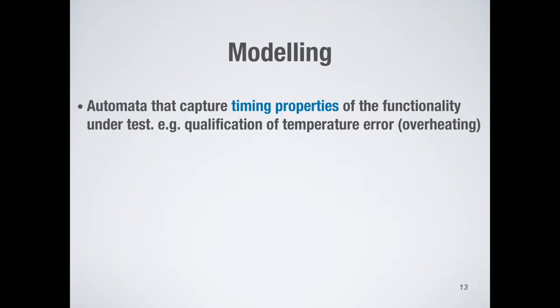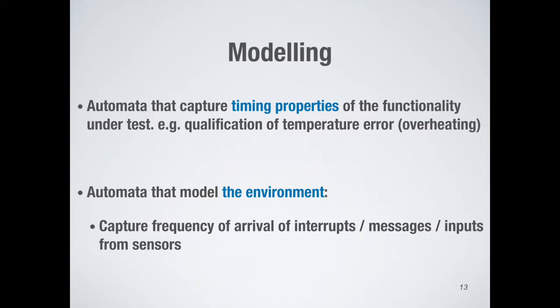First, it's quite obvious that the engineer should create the automata that captures the timing properties of the functionalities under test. For instance, the qualification of the temperature error. It's also very important to create the automata that model the environment. For instance, the automata that captures the frequency of arrival of interrupts, messages, and the input from sensors.